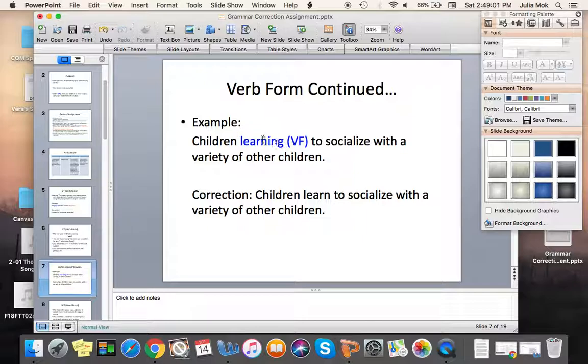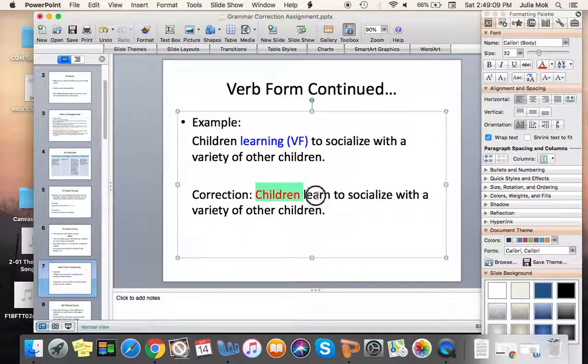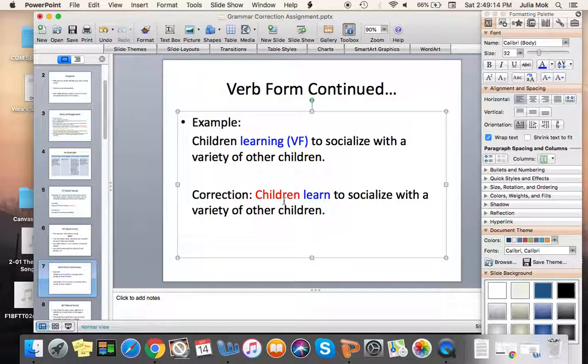So instead of learning, what can we do? Well, our subject here is children. And then our verb is to learn. And children is a they, right? So if we're going to pick a pronoun for children, we would say it's a they. And we know in the simple present, if they is our pronoun, or if our subject is a they, we don't need to add an S at the end. And so we just say children learn to socialize with a variety of other children. And that would be the proper way to correct something like that.